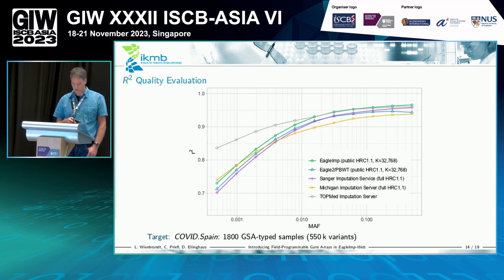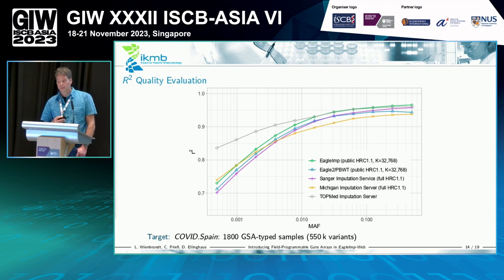Yeah, again, some quality evaluation, which is interesting, which is due to the EagleImp software, which doesn't matter if I use FPGA or not, because the same results come out of that. We can see here that we indeed are slightly better than the blue curve, which is the original software, and we are even better than some of the servers. So here, the Sanger server, we are always better. For the Michigan server, we are already better here.